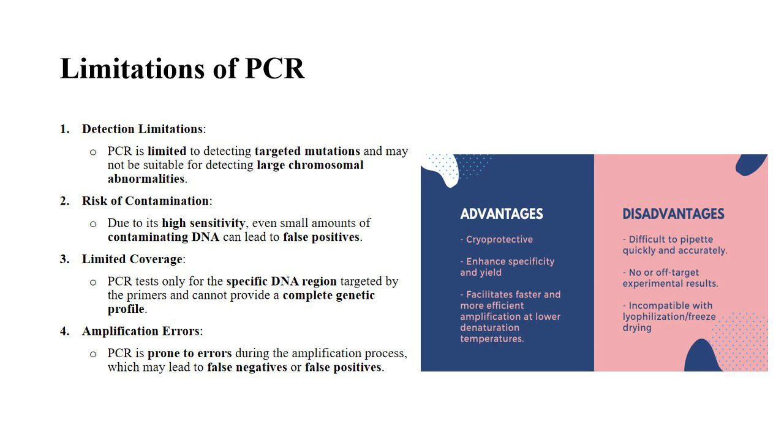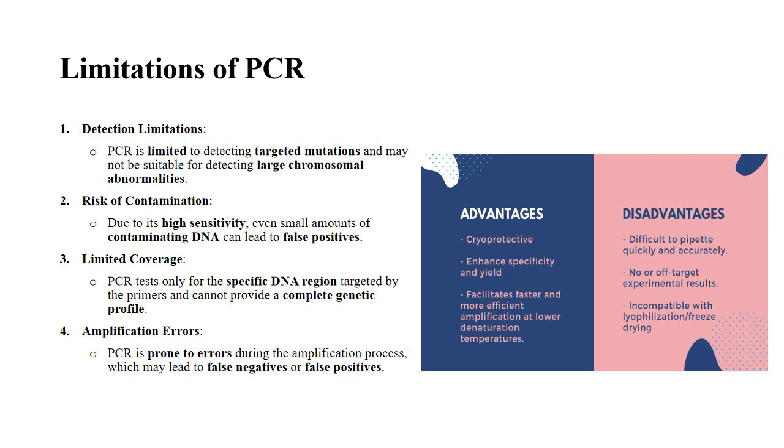4. Limitations of polymerase chain reaction, PCR. While PCR is a powerful tool, it does have certain limitations that should be considered when using it for genetic analysis. A. Detection limitations. PCR is excellent for detecting specific mutations, but may not be suitable for detecting complex genetic abnormalities such as large chromosomal abnormalities, deletions, duplications, or structural rearrangements.